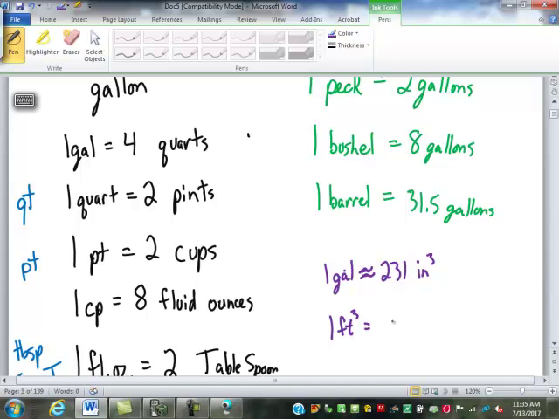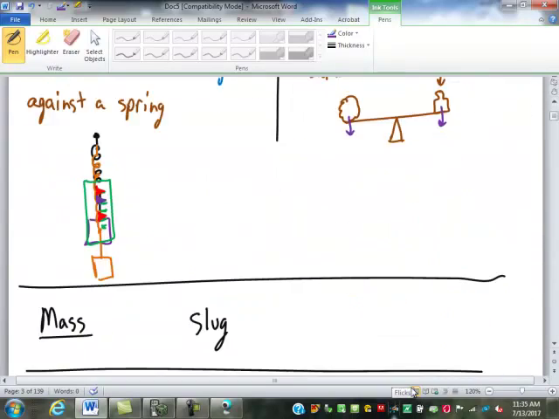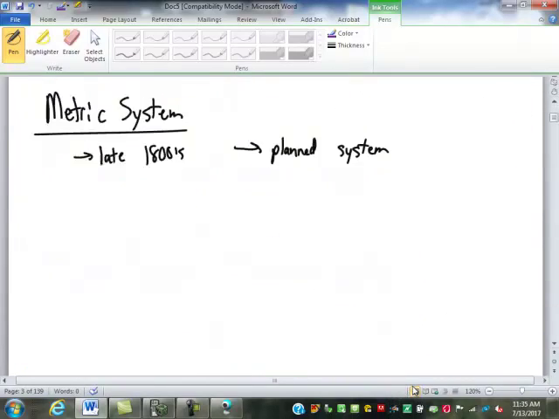1 cubic foot contains about 7.48 gallons. Again, kind of ugly. A lot of people round that off to 7.5 to make it a little bit neater. I should again put approximately, not equals. But things like that just don't work really well or nicely. They thought about when they developed the metric system, said, okay, how can we make this easier?